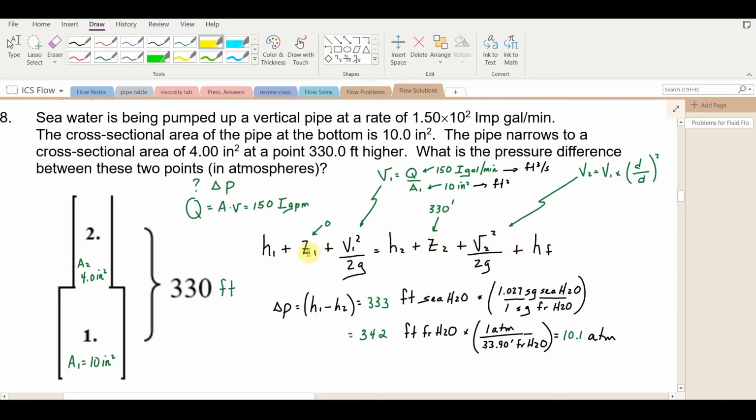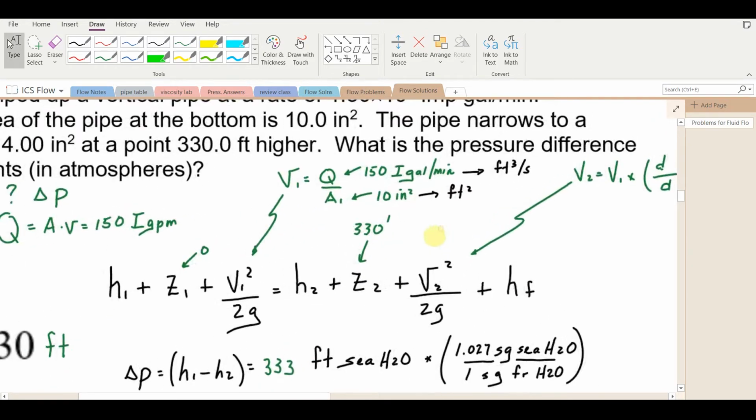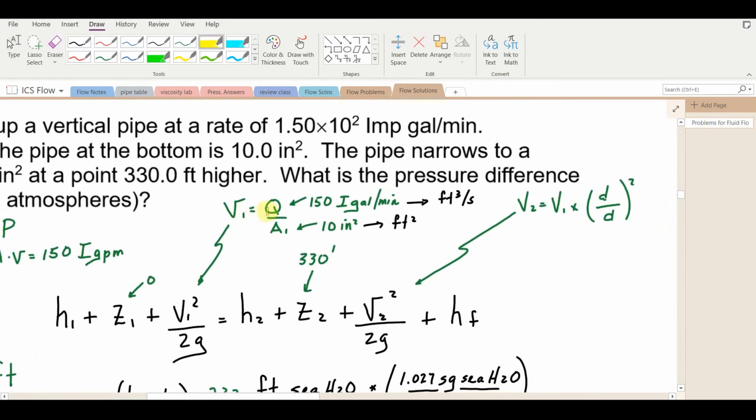Well, elevation 1, the lowest elevation, is always set to 0, and elevation 2 will be 330 feet. We'll need velocity terms where we're given the flow rate and we have the area so we can calculate velocity. So velocity 1 will be Q over A1. Convert 150 imperial gallons per minute to cubic feet per second and convert the area from 10 square inches to square feet, and you'll have units of feet per second.